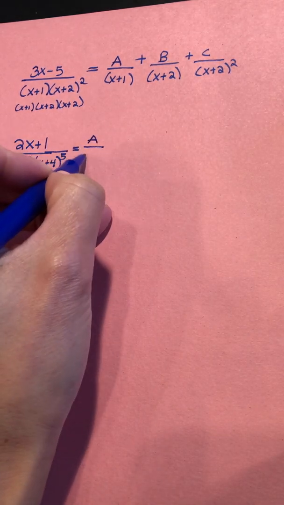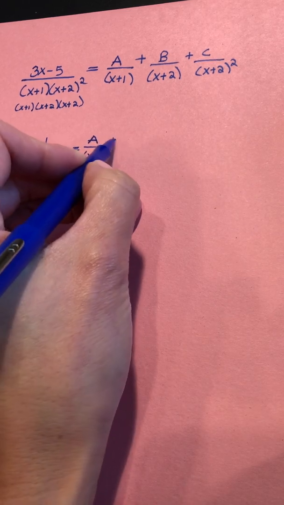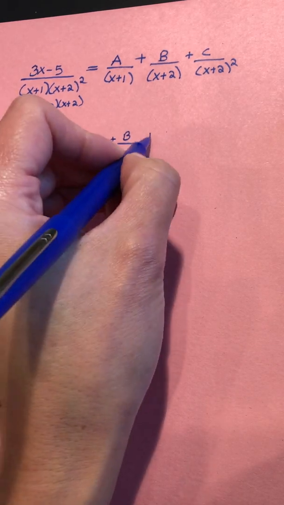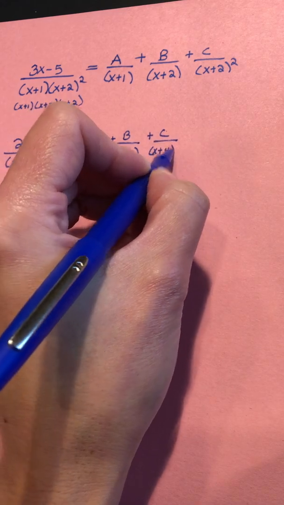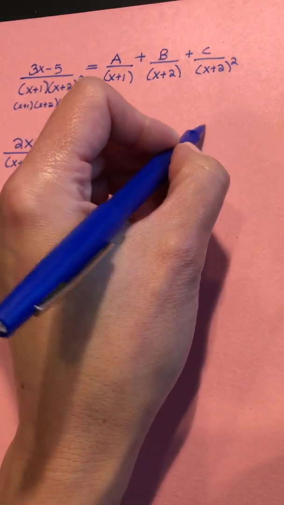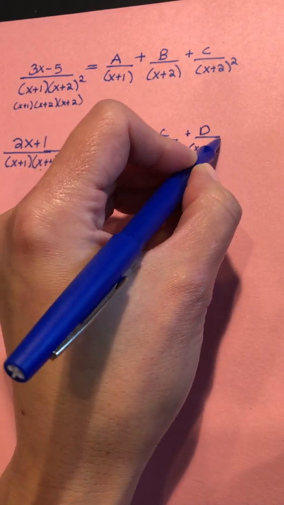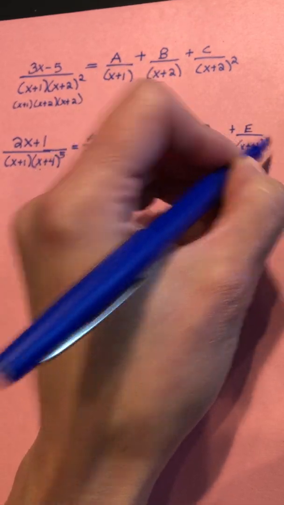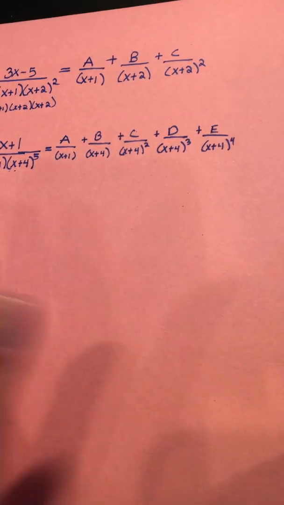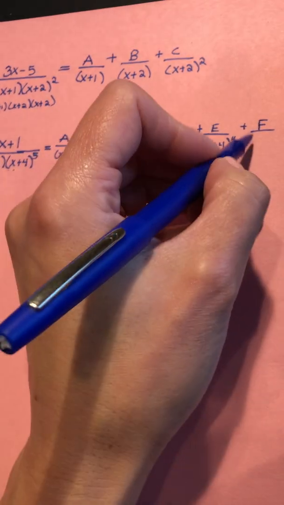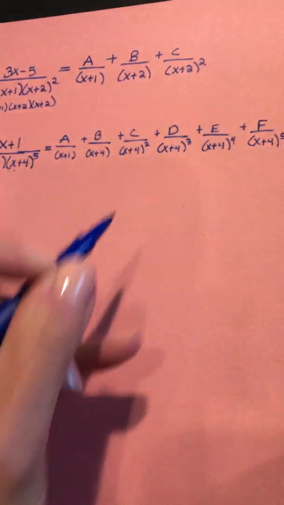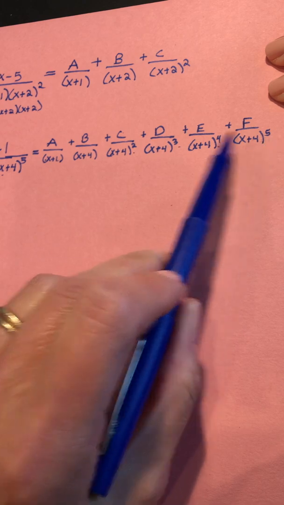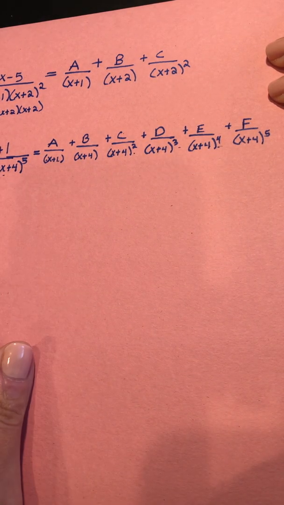So I'd have A over x plus 1 plus B over x plus 4 to the first power, plus x plus 4 to the second power, x plus 4 to the third power, x plus 4 to the fourth power, and finally x plus 4 to the 5th power, to ensure that I had 6 fractions to account for my 6 factors in the denominator.